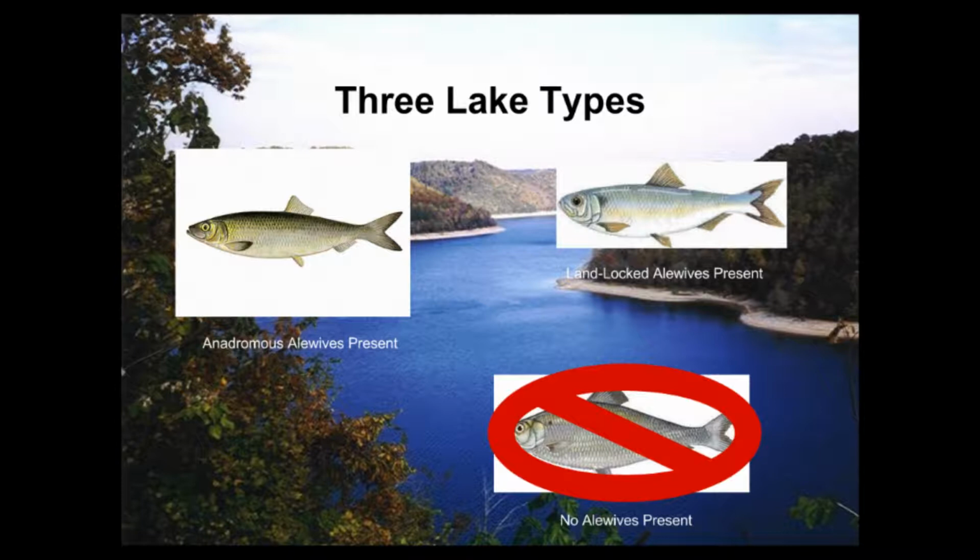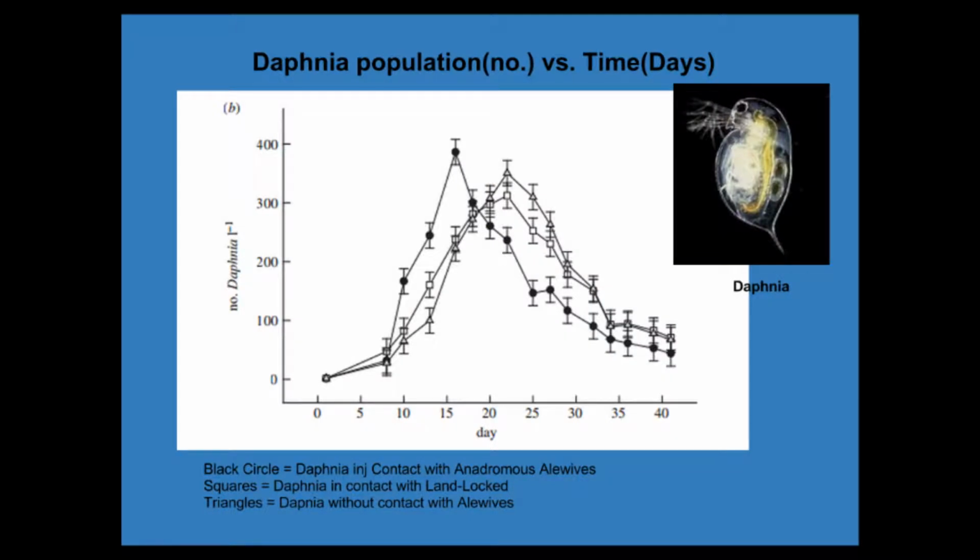Three ecosystems were viewed: lakes with anadromous alewives present, those with only landlocked alewives, and as a control, lakes devoid of alewives. For this experiment, observations were made in each of these natural environments as well as in a laboratory recreation. Natural environments and recreated laboratory environments yielded similar results.